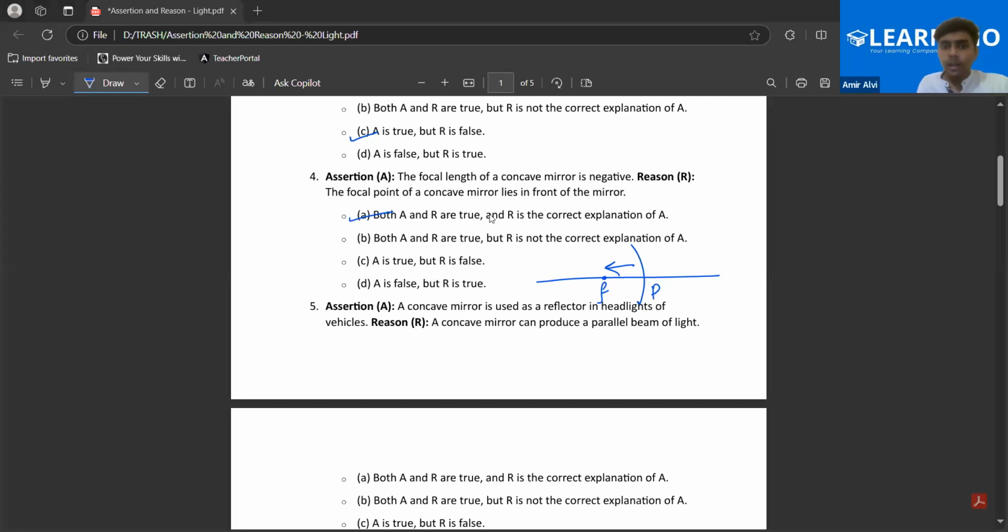Galvin said C. Faizan said D. And Harshit said D. No, Harshit, that's not D. A is not false. A is also true. R is also true, and basically that is the reason why the focal length is negative. Am I clear to all of you? Please do let me know.